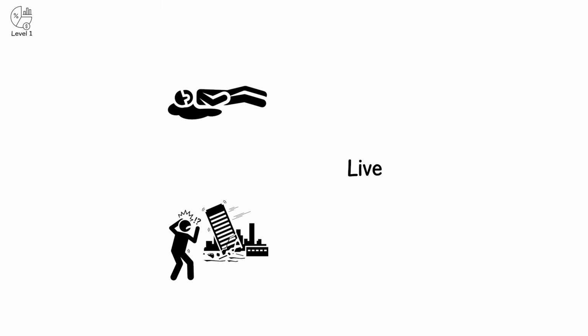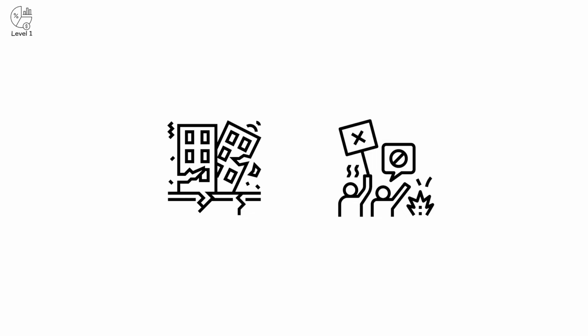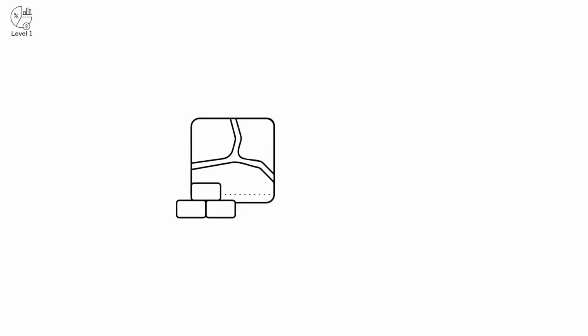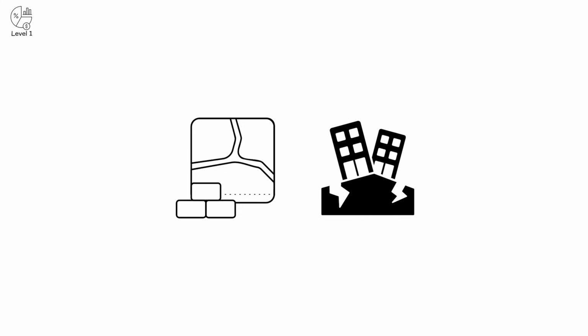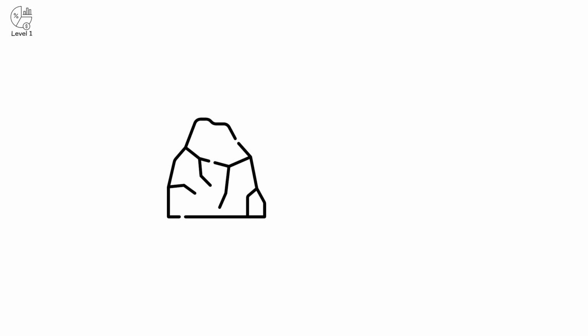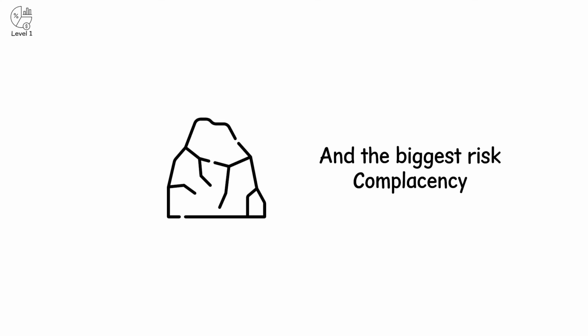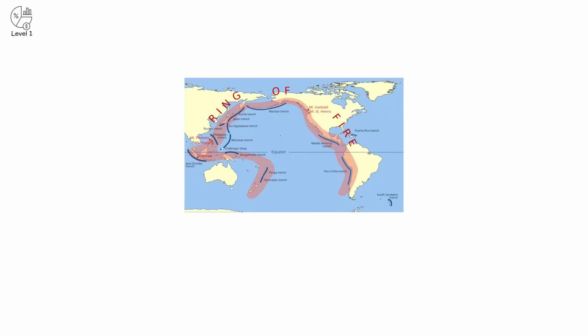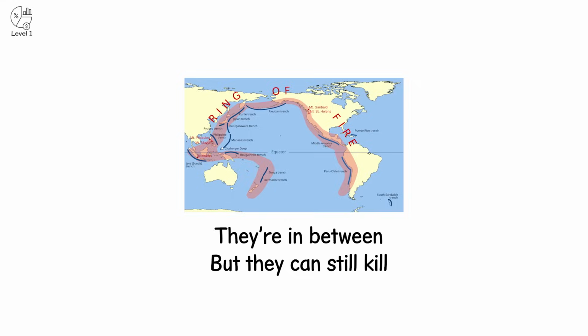Buildings collapsed, lives changed. These aren't mega earthquakes, but they strike without warning, and their impact is amplified by old infrastructure and poor preparedness. Damage ranges from cracked walls to pancaked apartments. Ground liquefaction can turn solid earth into sludge. And the biggest risk? Complacency. People underestimate zones like these. They're not Ring of Fire hotspots. They're in between, but they can still kill.